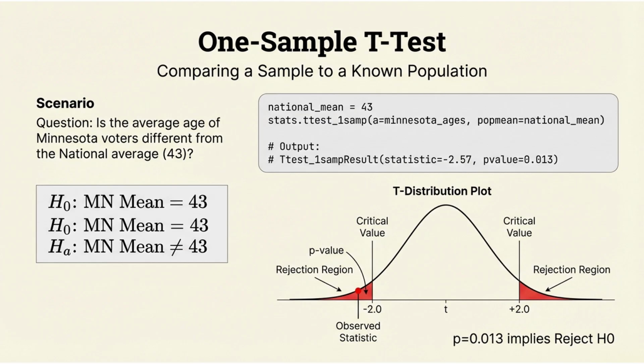To answer this question statistically, we first set up our hypotheses, which means assumptions. The null hypothesis, denoted as H0, states that the Minnesota mean age is equal to 43. The alternative hypothesis, denoted as HA, states that the Minnesota mean age is not equal to 43. This makes it a two-tailed test. Next, we apply the one sample t-test using Python. The function ttest_1samp compares the sample mean with the population mean.